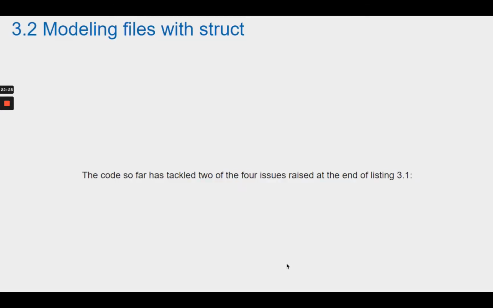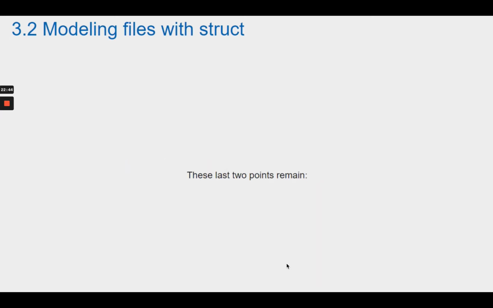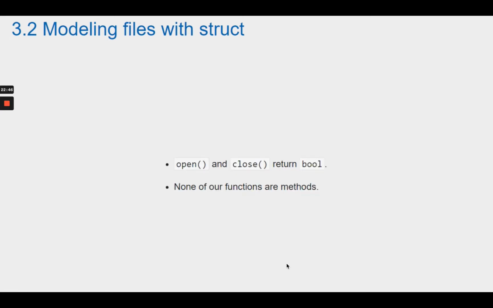The code so far has tackled 2 of the 4 issues raised at the end of Listing 3.1. Our File struct is a bona fide type. Read is implemented, albeit in a memory-inefficient manner. These last 2 points remain. Open and close return bool. None of our functions are methods.